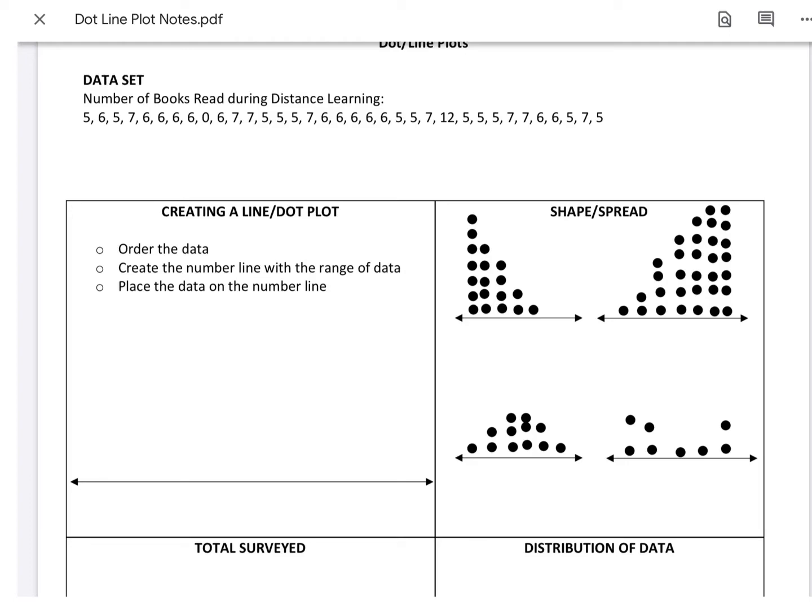All right, you guys, welcome to our dot/line plot notes. What I'm going to be doing is I'm going to be writing, and whatever I write, you write on your paper. Please feel free to pause at any time.